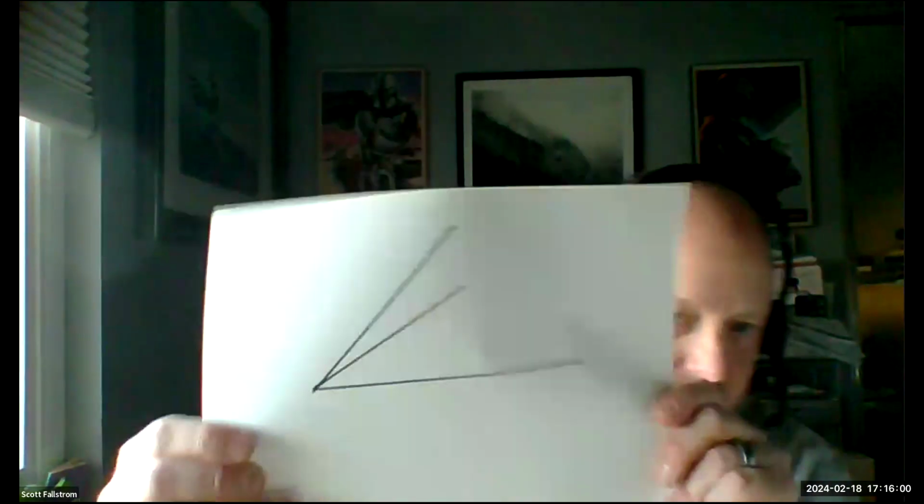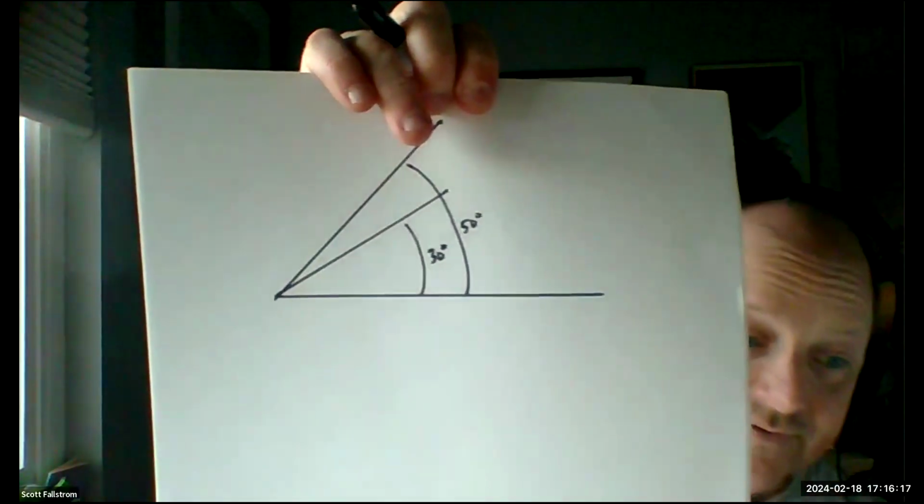So again, here comes the fun part. Okay. So what did I just draw? Going up, we know that one's 30. Then going all the way up, we know is 50. So there's 30 and 50.